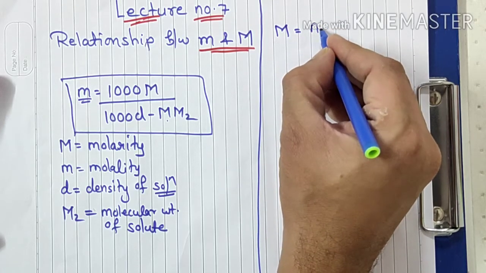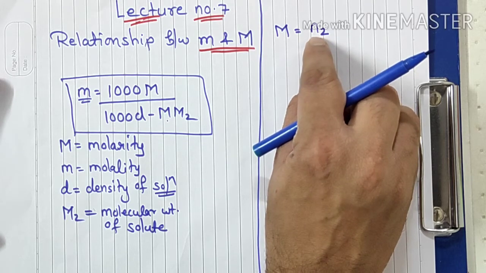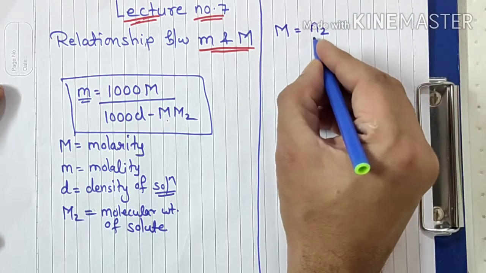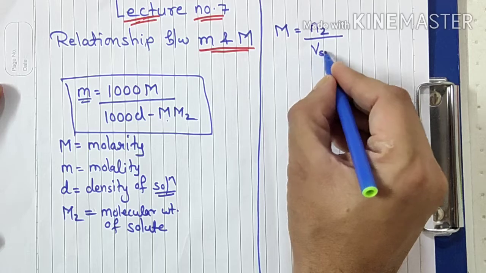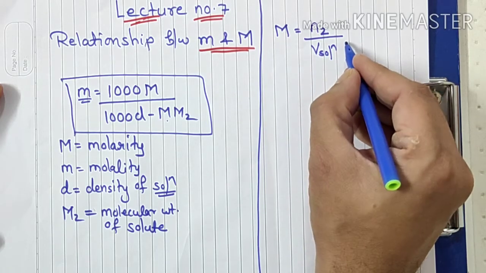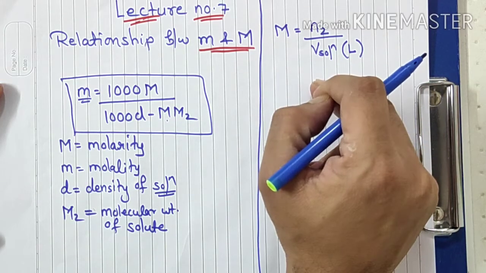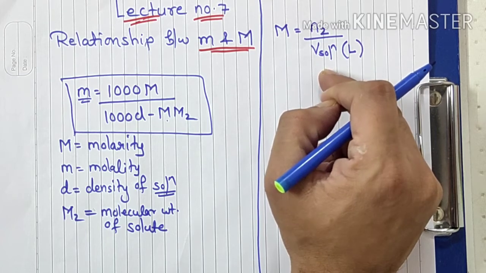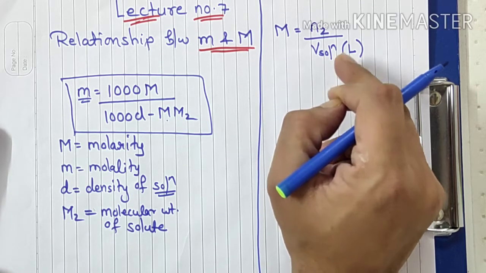Molarity is number of moles of solute. Here 2 stands for solute and n stands for moles, right? Number of moles of solute, and here volume. Whose volume? Volume of solution, and that has to be in liter or dm cube. I have taught this before. If you don't understand it here, see my previous video on molarity. The link will be given in the description, right?